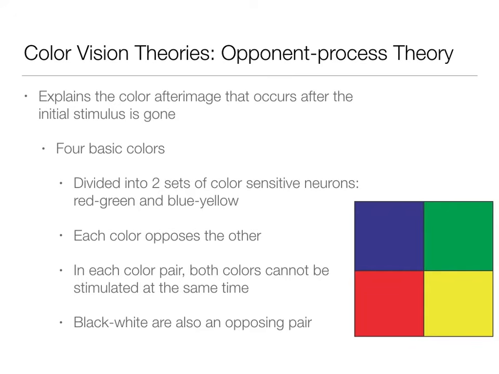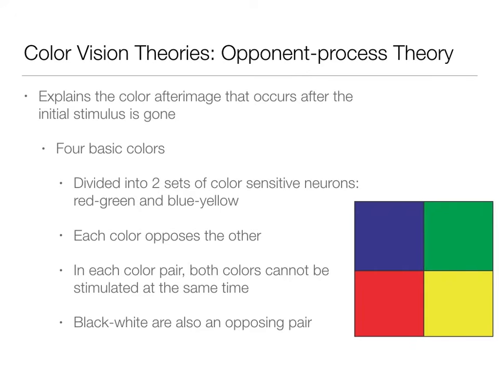Again, black and white are also a pair. So if you've ever seen an American flag that's green and yellow and black, and you stare at it for a while, and then you look at a white surface, you'll see the red, white, and blue American flag. Same thing, also an opponent process theory after image.